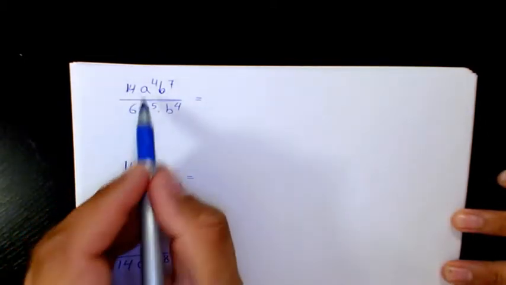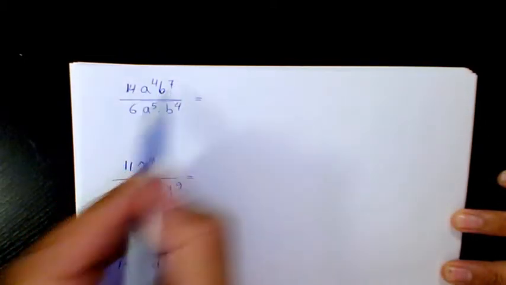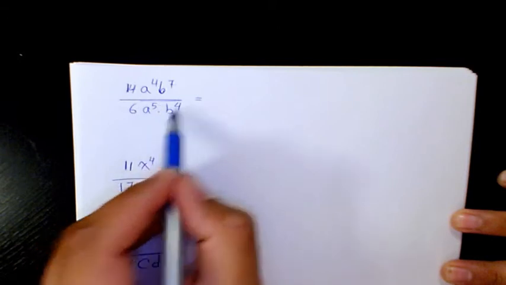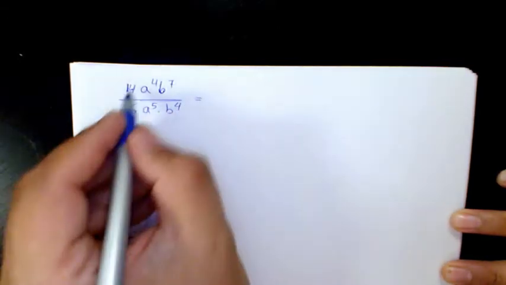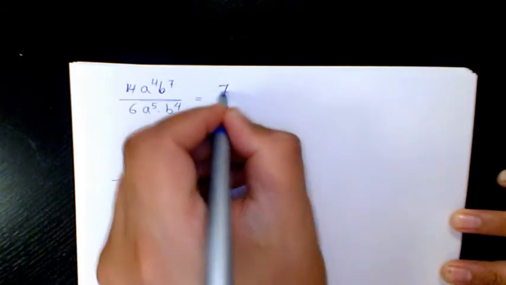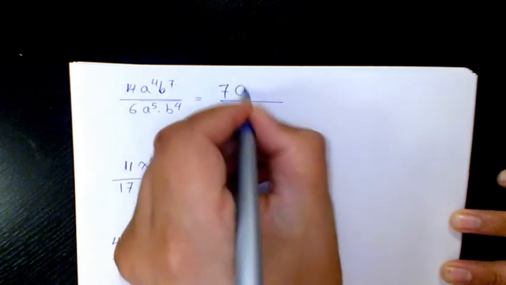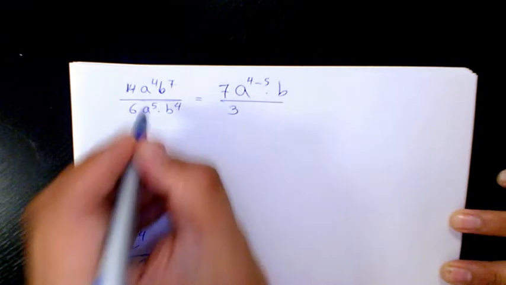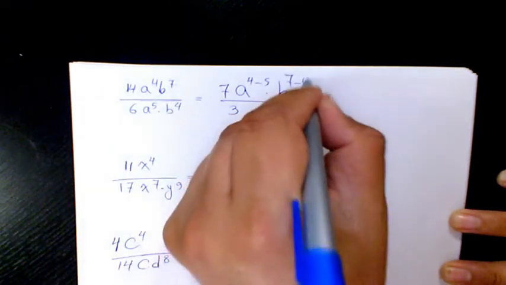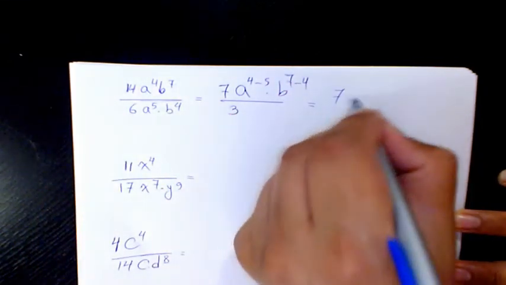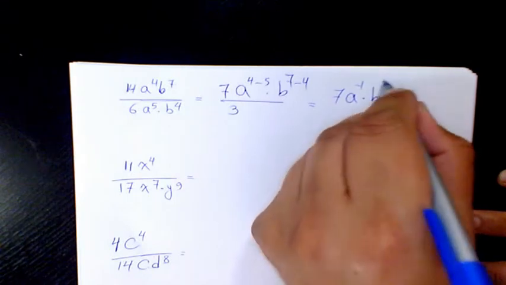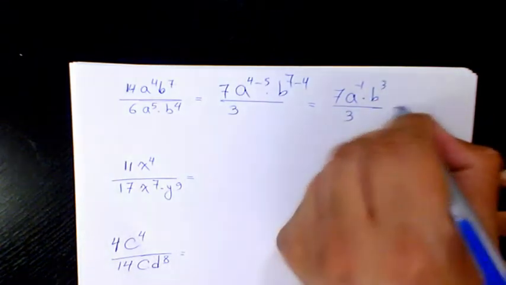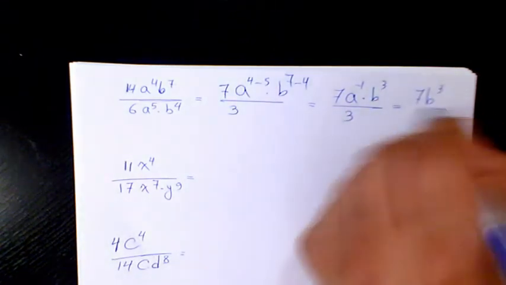14: a to the power of 4, b to the power of 7 divided by 6, a to the power of 5, b to the power of 4. So first of all, we simplify it. It's going to be 7 over 3, a to the power of 4 minus 5, b to the power of 7 minus 4. So it's going to be 7 a to the power of negative 1 b to the power of 3 divided by 3. So it's going to be 7b cubed over 3a.